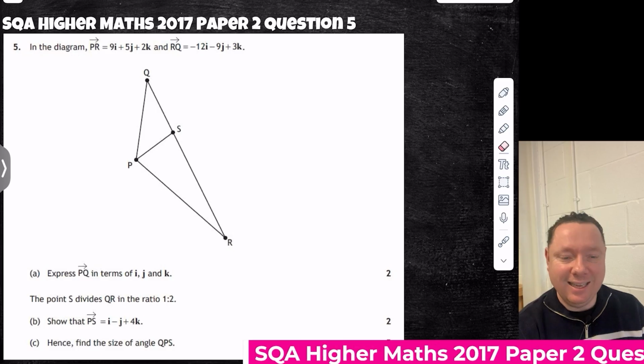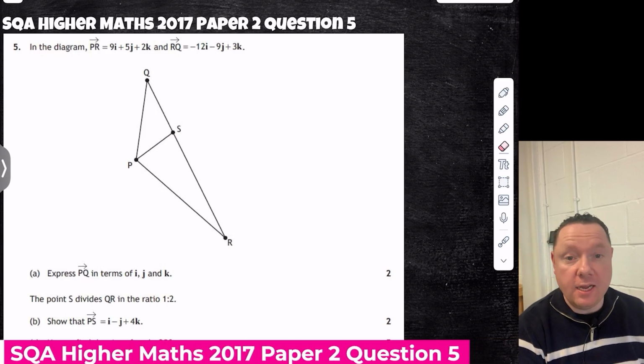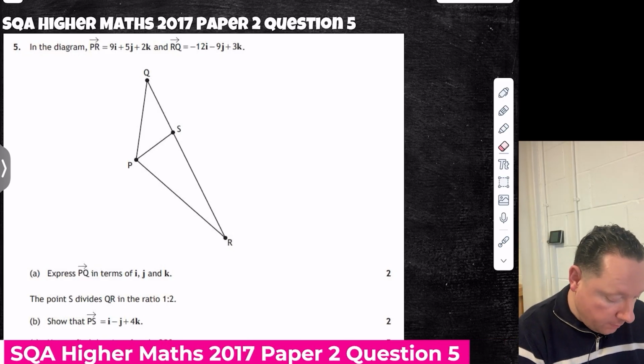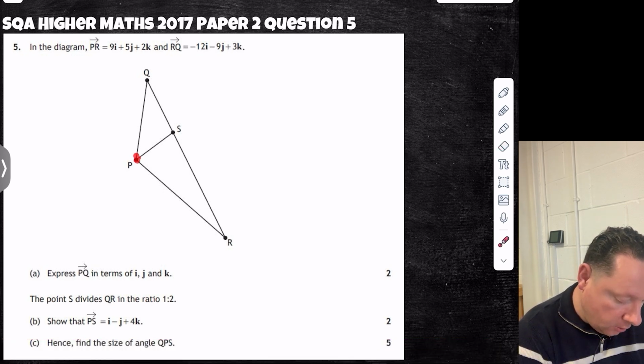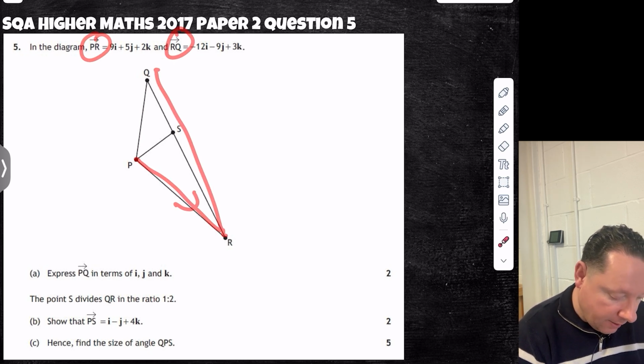And we're done there. SQA Higher Maths 2017 Paper 2 Question 5 on vectors. Express PQ in terms of i, j, k. So we want to go from P to Q. I can't get there directly, but do we know PR? Yes, we do. And do we know RQ? Yes, we do. So we can just add them together.